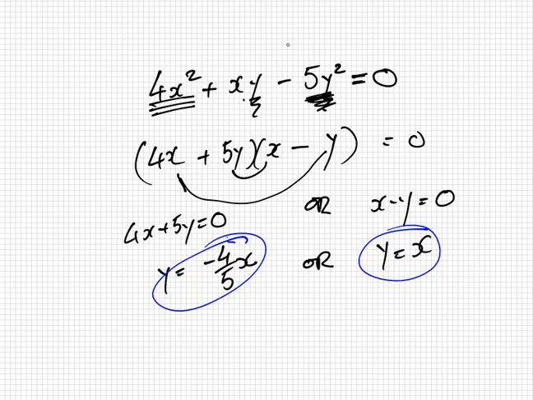Please, no talking when I'm talking. So we have the equation 4x squared plus xy minus 5y squared. No, please guys, no talking when I'm talking now. I've been patient. Okay. So let's see what we can do with this.